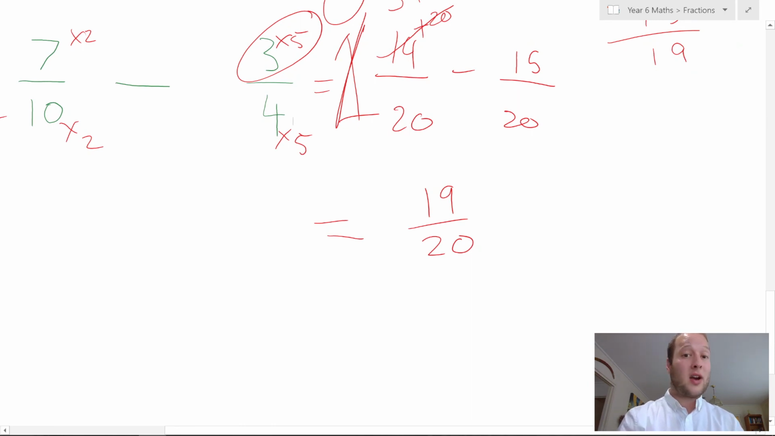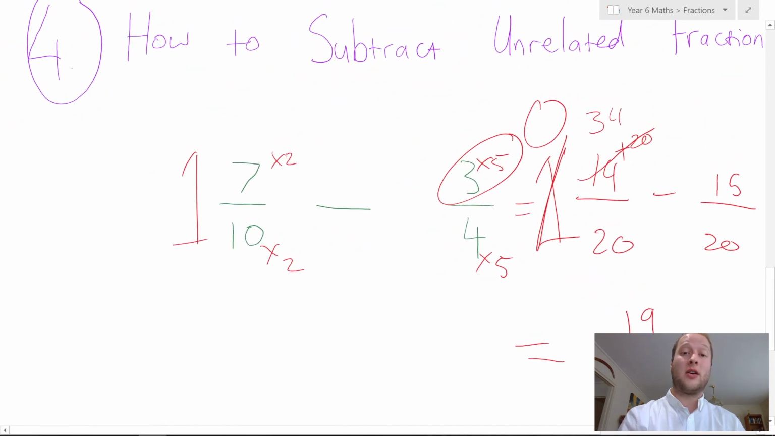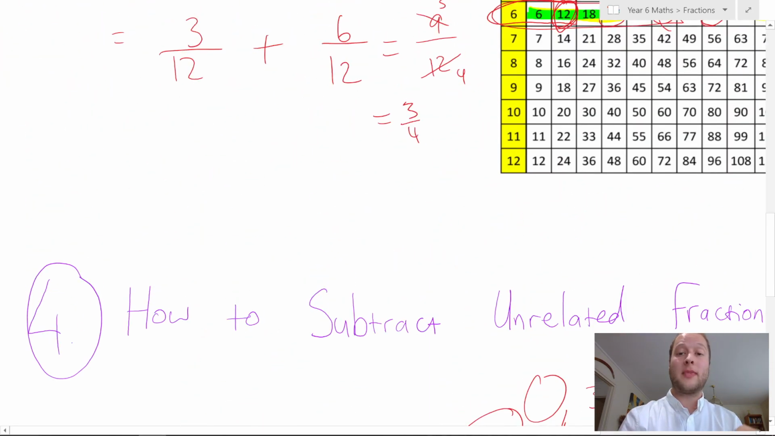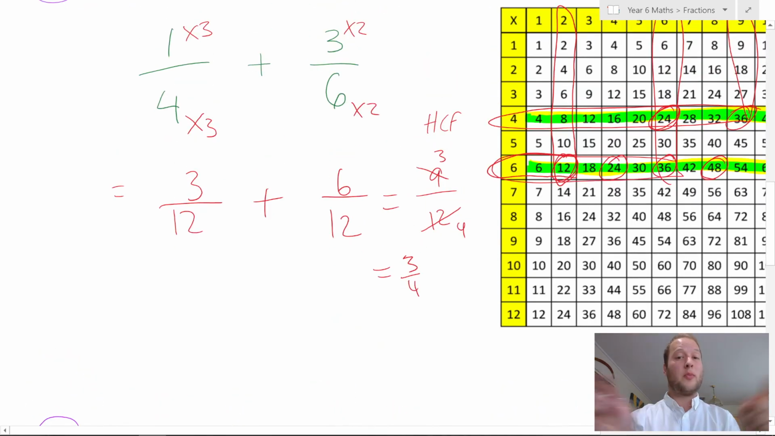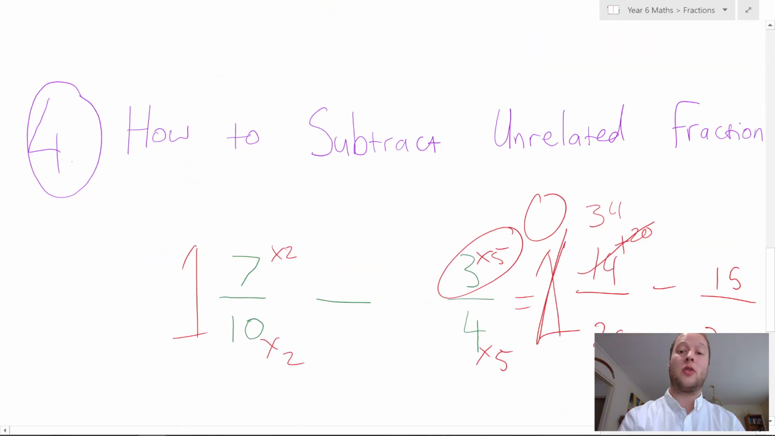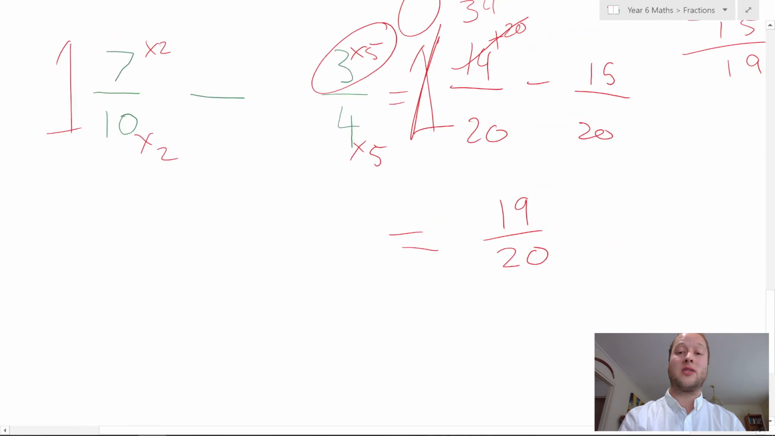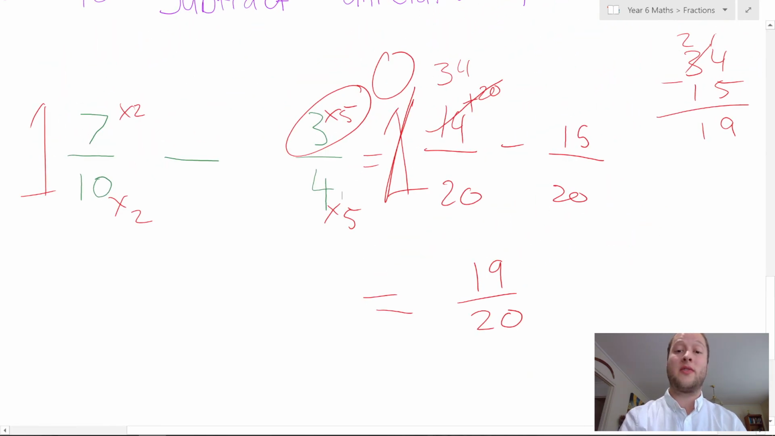So how do we add or subtract unrelated fractions? You need to find the lowest common multiple. If you can't do that, you can just multiply it by each other, but then it just means you have to simplify more. And when you're subtracting fractions, sometimes if it's not big enough, you need to regroup to make that number bigger, and you do that by regrouping the whole number. Hopefully you've learned something new.